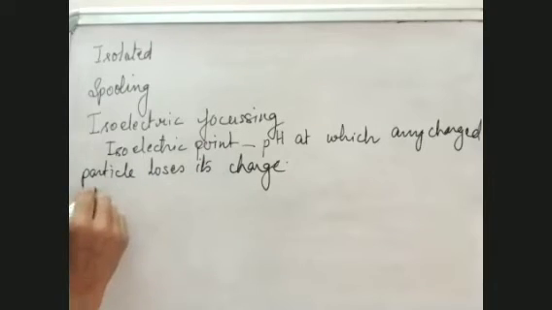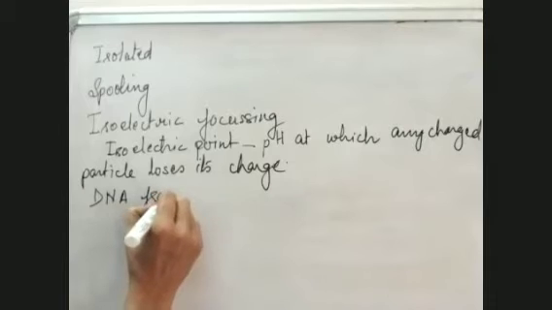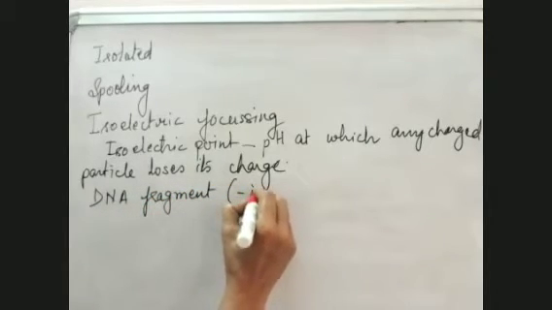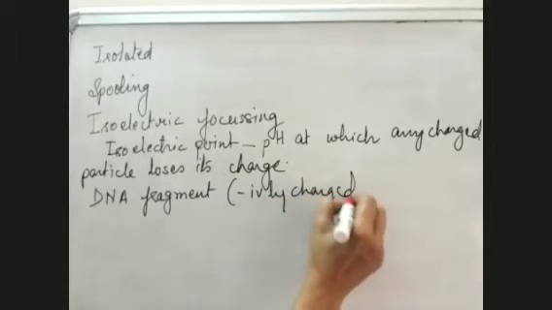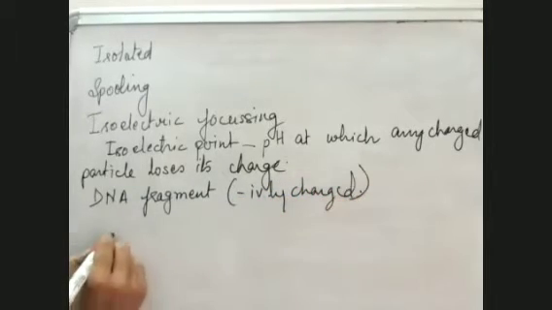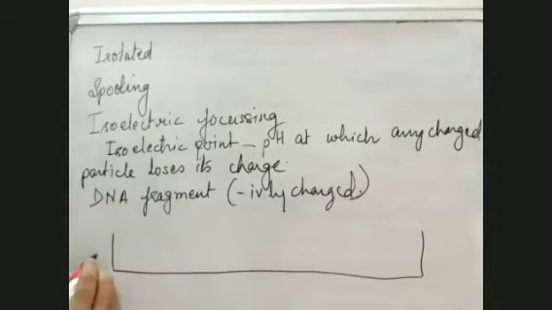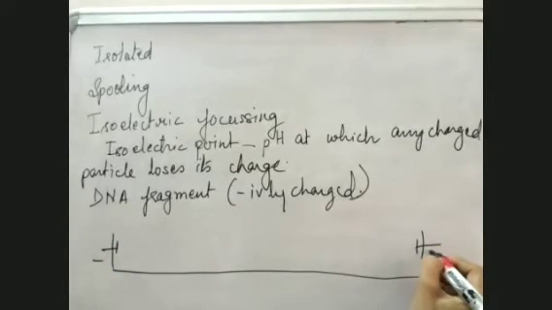So we focused on this isoelectric point, and as you know, we took DNA fragments. DNA is negatively charged, so these DNA fragments are negatively charged. Then we took them in a trough. Here, agarose gel was there inside, with a negative and a positive end, cathode and anode.